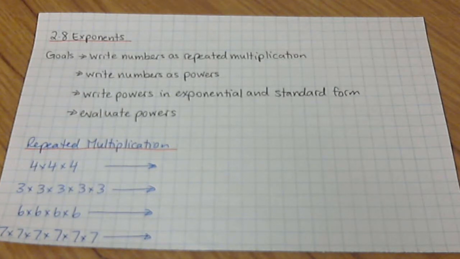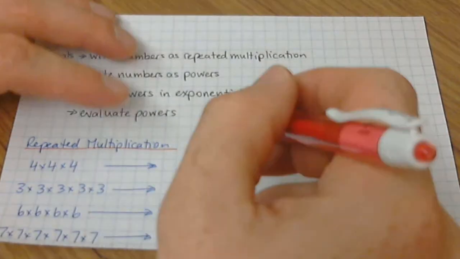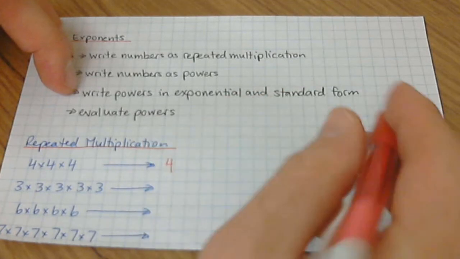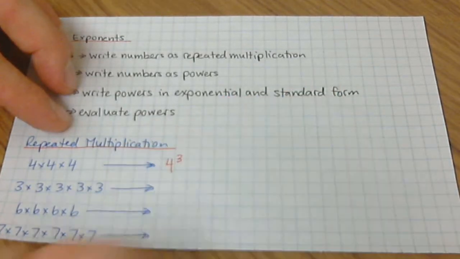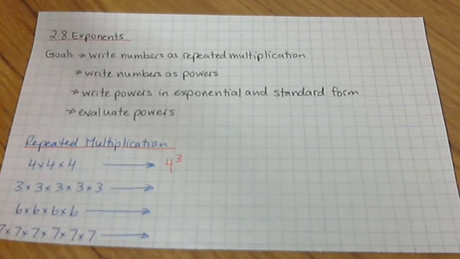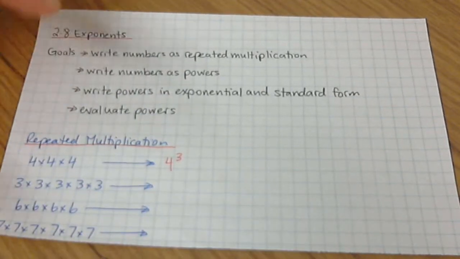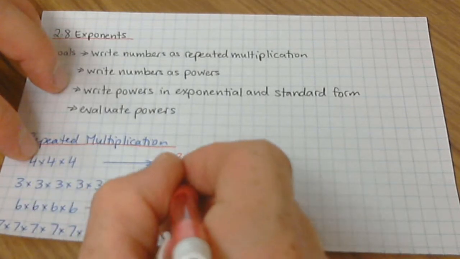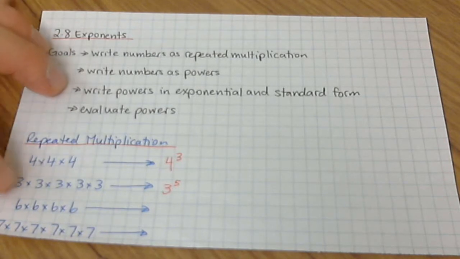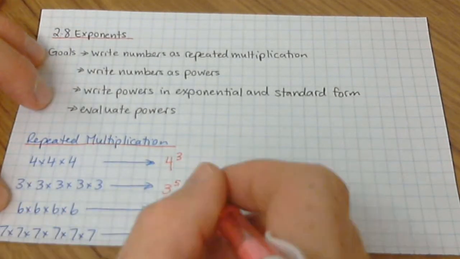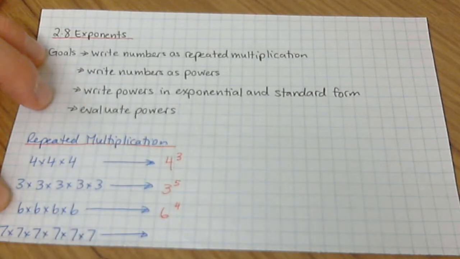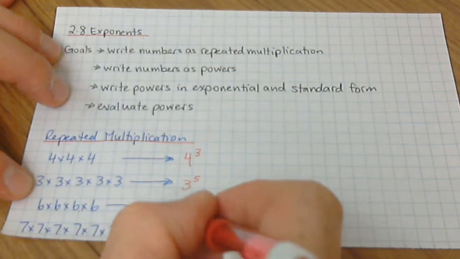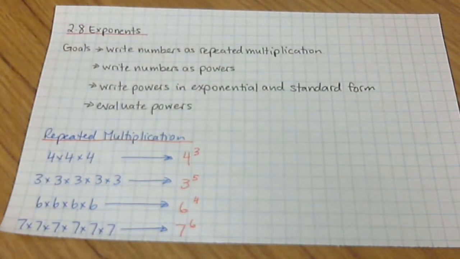There is a simpler way to write repeated multiplication, and what we do is we use something called exponents, where we show powers. Two different names. They mean different parts, but we can write something like this. So if I have 4 times 4 times 4, I can write 4 to the power of 3, or 4 to the third power. If I have 3 times 3 times 3 times 3 times 3, I can write 3 to the fifth power. If I have 6 times 6 times 6 times 6, I can write 6 to the power of 4. And then over here, if I have 7 times 7 times 7 times 7 times 7 times 7, I can write that as 7 to the sixth power.